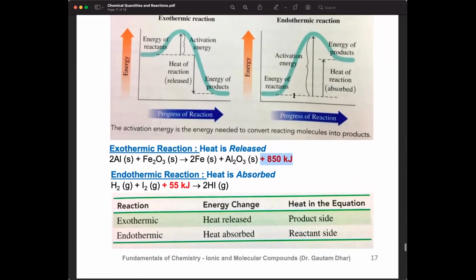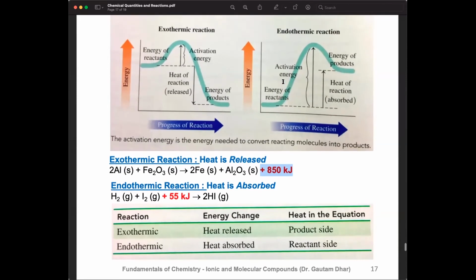Now you can have an opposite situation where the reactant is at lower energy and the product is at higher energy, and then you have to give heat. Heat is absorbed in order to become the product. We are familiar with both these kinds of reactions. Like when you're burning gasoline, that's an exothermic reaction, or your hot pouch. Similarly, you have a cold pouch, like used for pain or something. So you basically break the package inside.